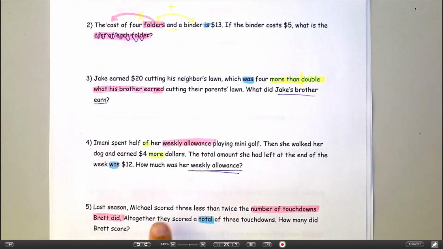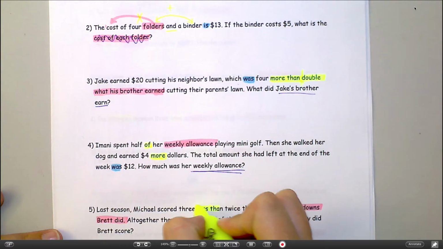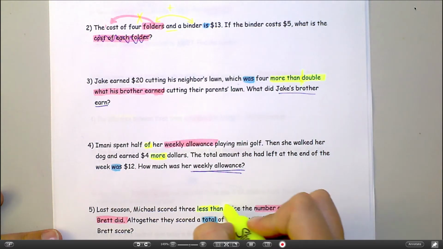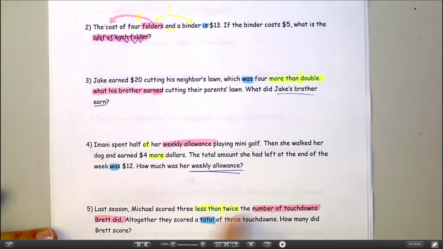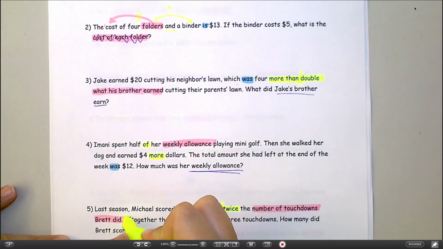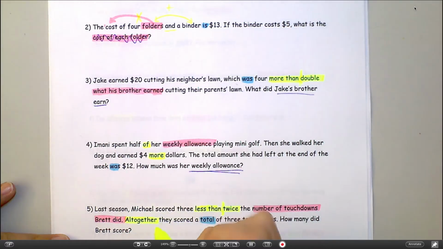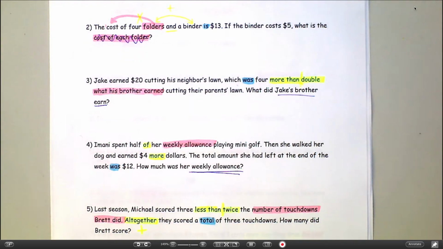And number 5, Michael scored 3 less than. That's a subtraction word. And then twice. Twice is kind of like double up here. Twice means I'm going to multiply by 2. So there's 2 different words there. The number of touchdowns Brett did. Altogether, they scored a total of 3 touchdowns. I'm going to highlight one here that's kind of tricky for some people. Altogether, almost always, can't say for sure, but almost always means addition, because altogether means you're putting 2 quantities together and combining them.